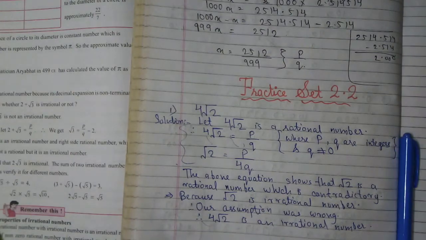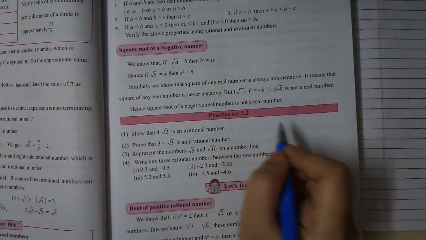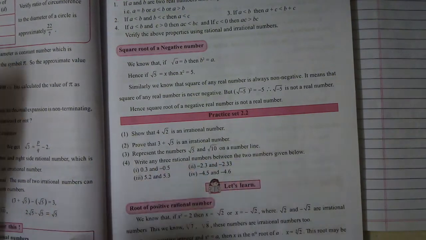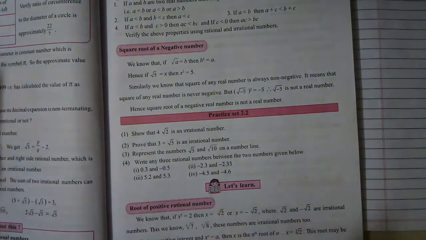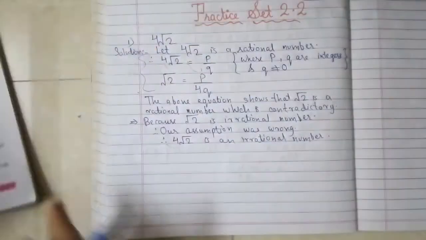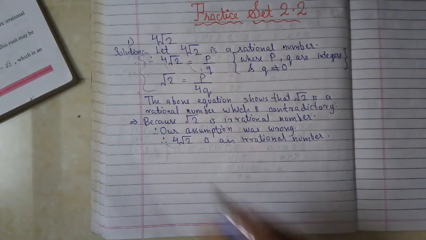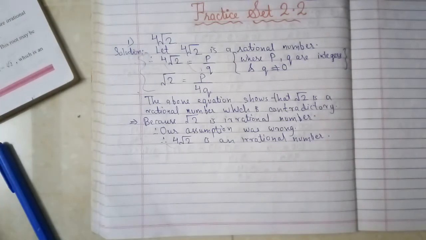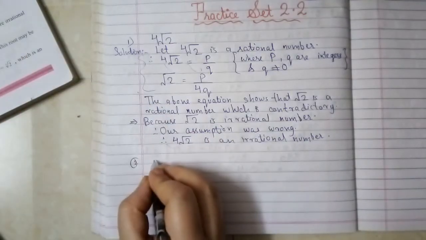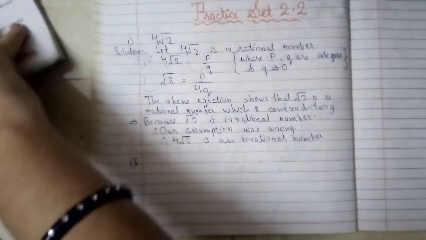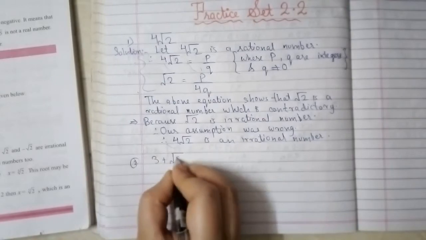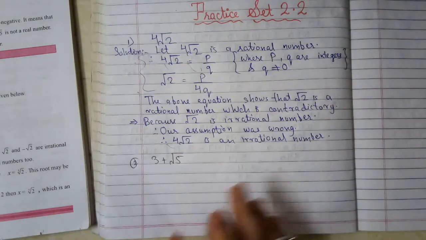Okay, now let's solve question number 2. Question number 2 is: prove that 3 plus root 5 is an irrational number. The same proof, the same format will be there, just here 3 plus root 5 is given. So let's see how it should be solved. First I'm writing here question number 2: 3 plus root 5. We have to show that this is an irrational number. So we will do the same.